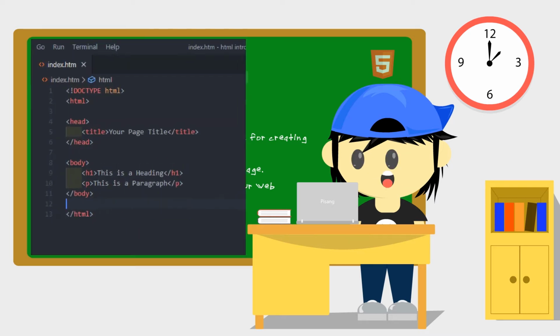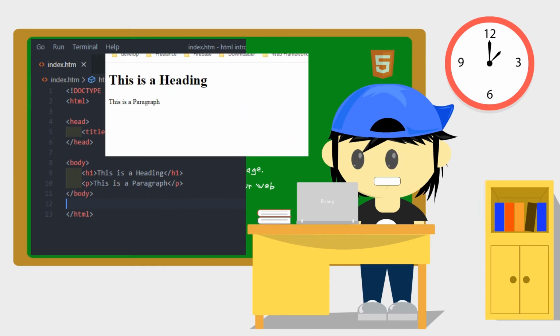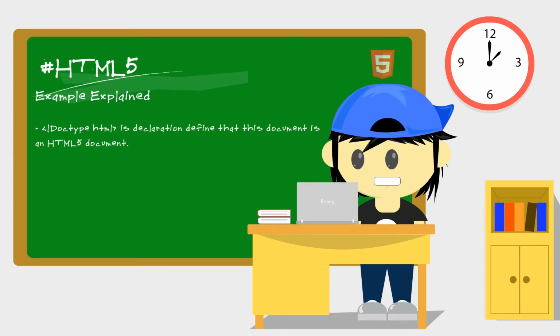Here is an example of a simple HTML document. And here is how the code will display in a browser. Here is the explanation of the example. Doctype HTML is a declaration to define that this document is an HTML5 document. The HTML element is the root of an HTML document.